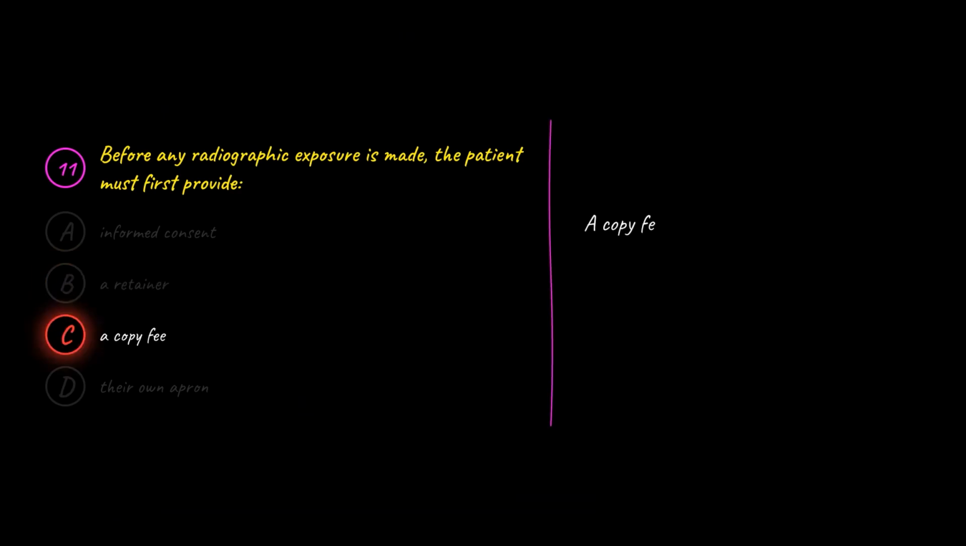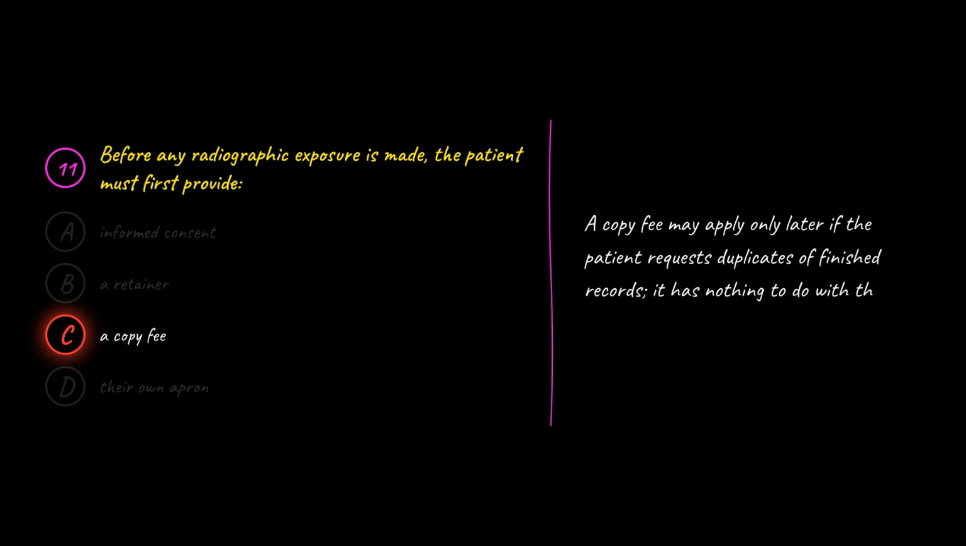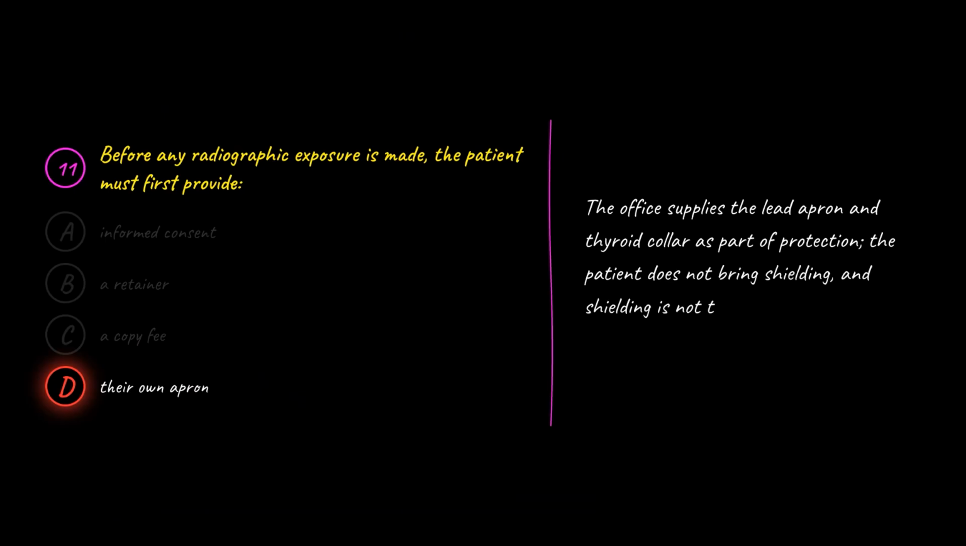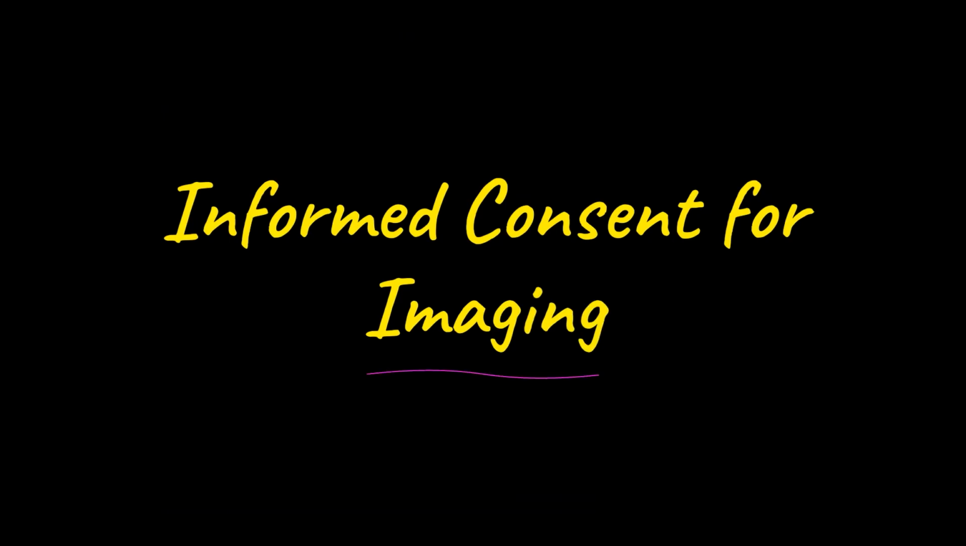C is wrong because a copy fee may apply only later if the patient requests duplicates of finished records. It has nothing to do with the consent needed before exposure. D is wrong because the office supplies the lead apron and thyroid collar as part of protection. The patient does not bring shielding, and shielding is not the authorization being asked about. Before any dental image is taken, the patient must give informed consent, a voluntary agreement made after the procedure, its benefits, risks, and alternatives have been clearly explained.